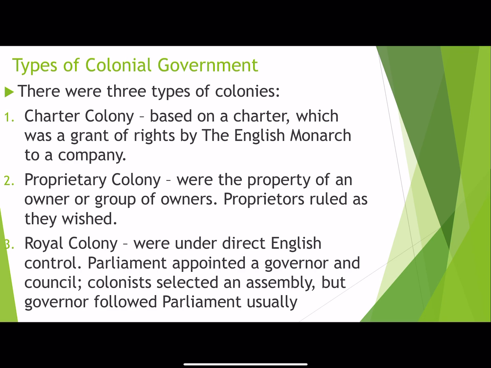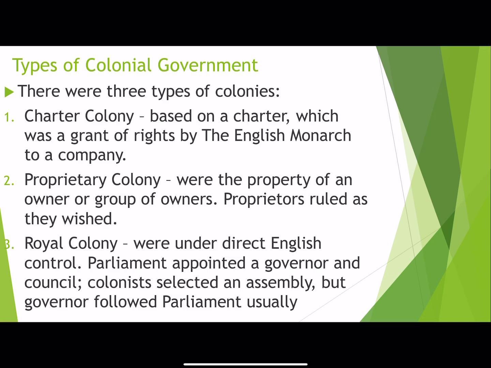There was a charter colony, which was based on a charter, which was a grant of rights by the English monarch to a company. That means kind of like a company ran a colony, and it was a group of people that ran it. Then there was a proprietary colony, where the property of an owner or a group of owners, proprietors, ruled as they wished. Remember when we talked about William Penn and he created Pennsylvania, that was a proprietary colony where he controlled the land. He controlled who came there. He controlled it however he wanted to.